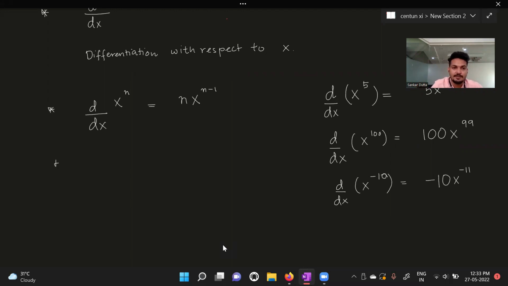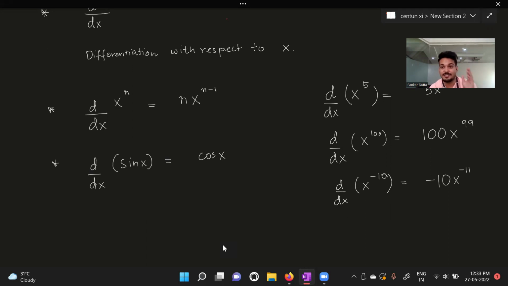Okay, the next formula is something like this: d by dx of sine x. Right, so if you have a variable quantity in terms of sine x, okay, x is variable, and you have to differentiate sine x with respect to x, then you'll get what? Cos x. Okay, something that you have to remember.